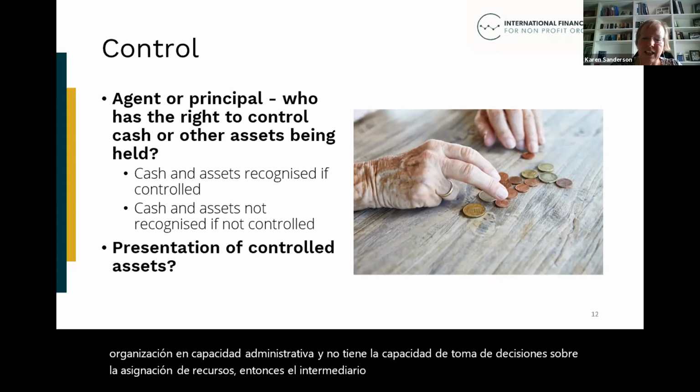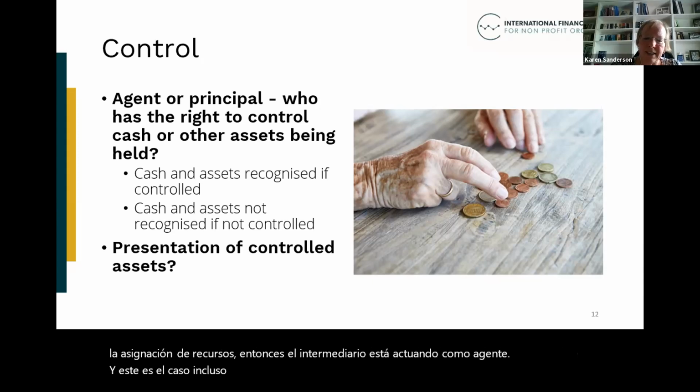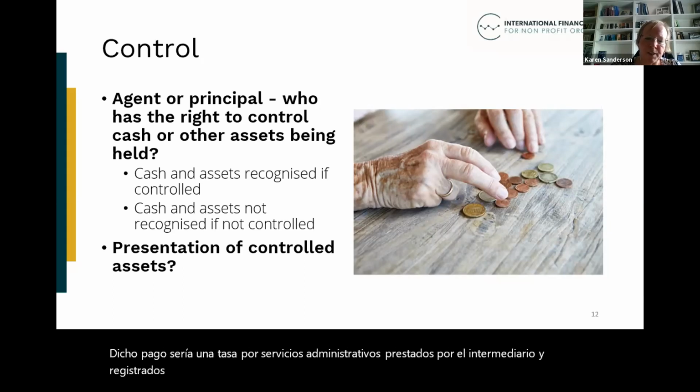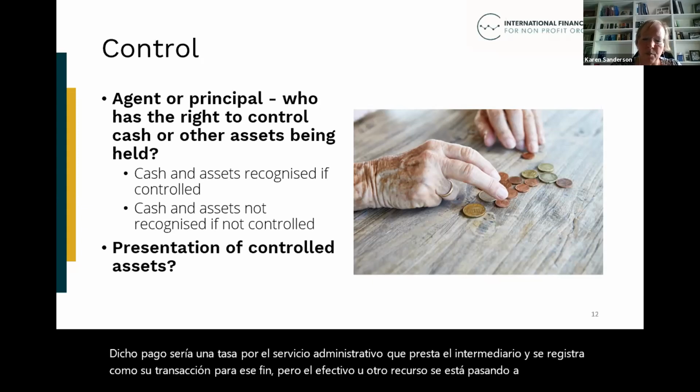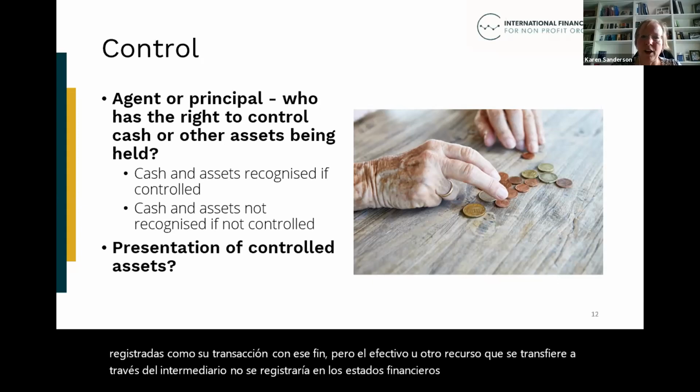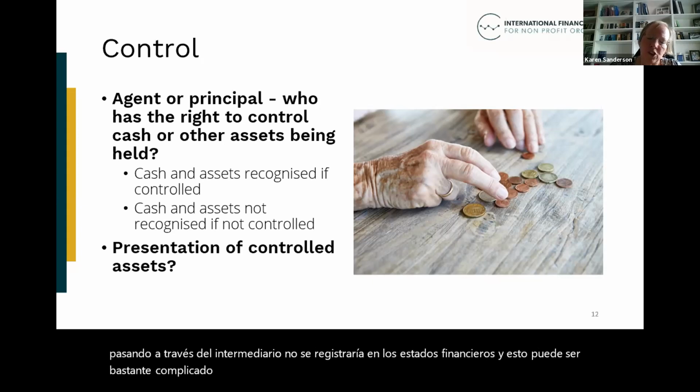And this is the case even if the grantor pays the intermediary to make the transfers. Such a payment would be a fee for an administrative service being provided by the intermediary and recorded as their transaction for that purpose. But the cash or other resources being passed through the intermediary would not be recorded in the financial statements. And this can get quite complicated where the intermediary may be a grant recipient as well as administering grants on behalf of the grantor.